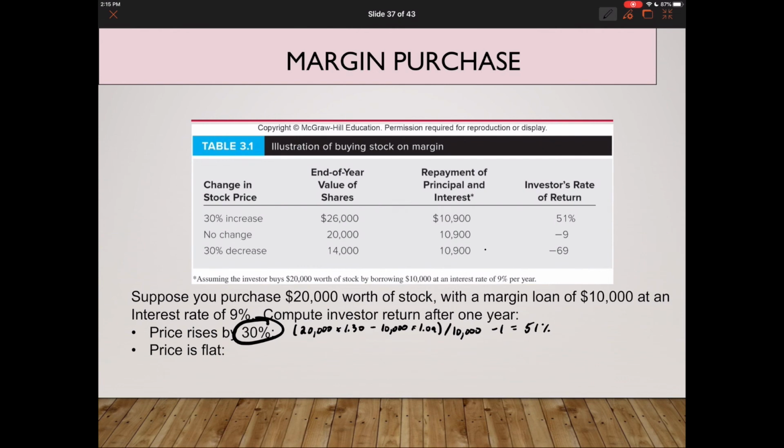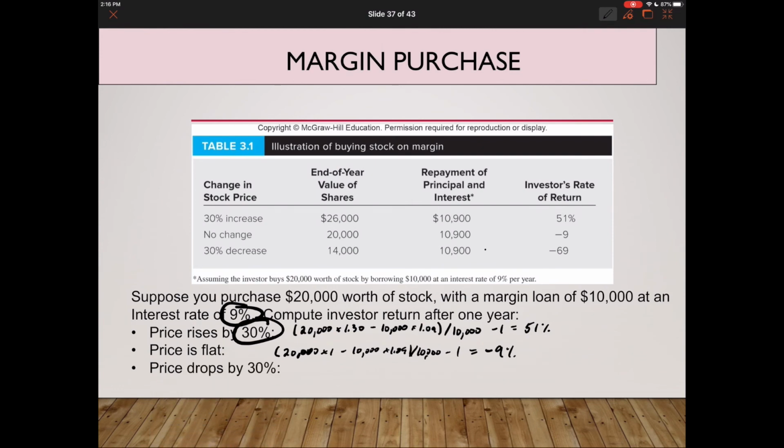So we do the same calculation, except it's going to be 20,000 times 1, it stays the same, minus 10,000 times 1.09 divided by the $10,000 initial investment. I subtract 1 from it all to get my final percentage, and I end up seeing that I get a percentage of negative 9%. So the cost of the margin would be my loss, even though the underlying stock price actually stayed the same. And there was no increase or decrease. My cost of this is the use of the margin and the interest that I owe on that particular loan.